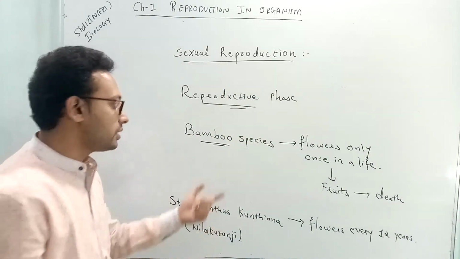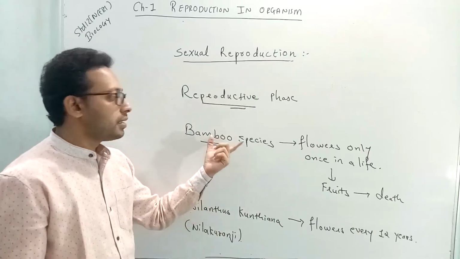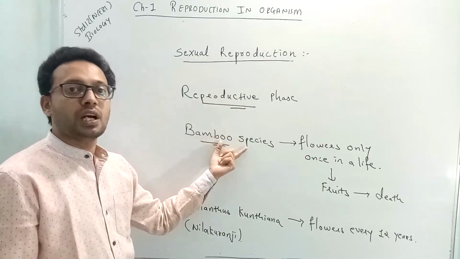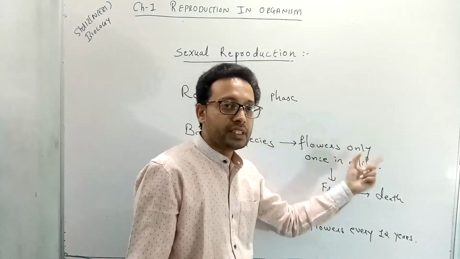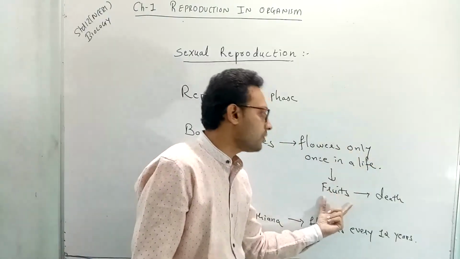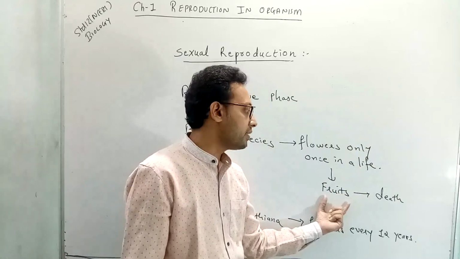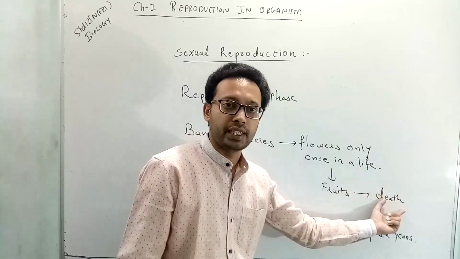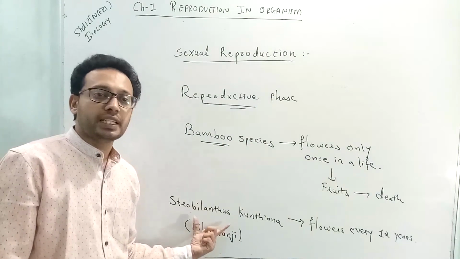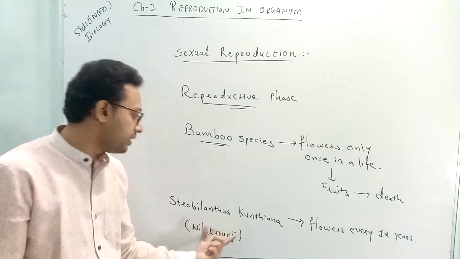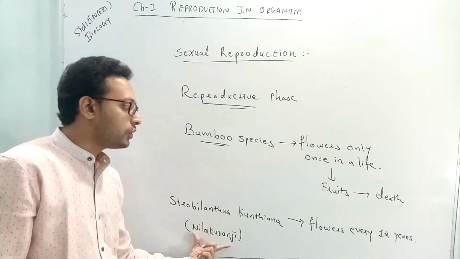Okay, so you have to remember these two examples. They are very important. Bamboo species, how many times do they flower in their life? They flower only once in their life. They generate lots of fruits after flowering by reproduction, and then ultimately they die. The other plant where unusual flowering is reported is Strobilanthus kunthiana, commonly called Nilkuranji.